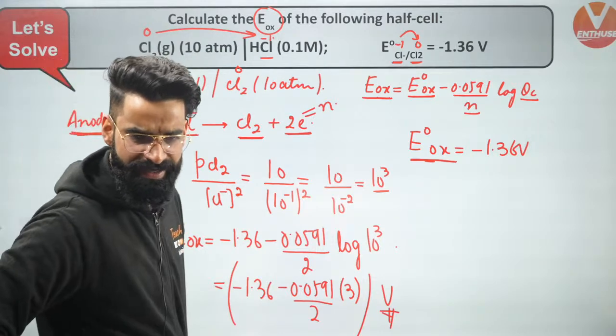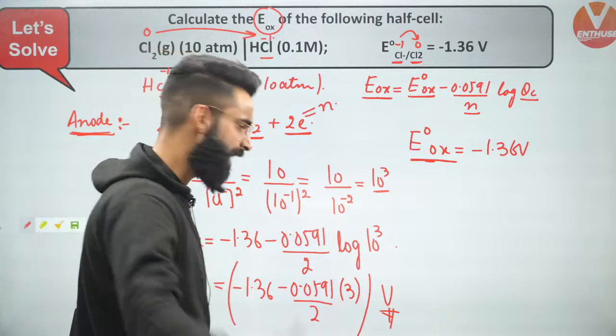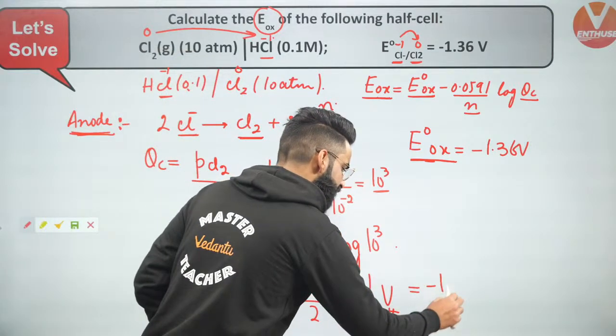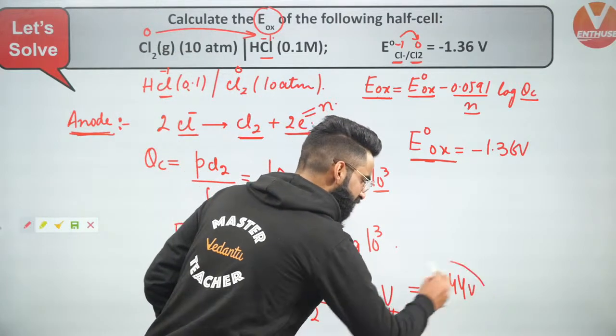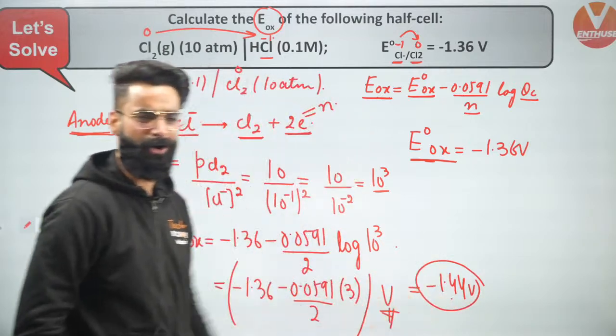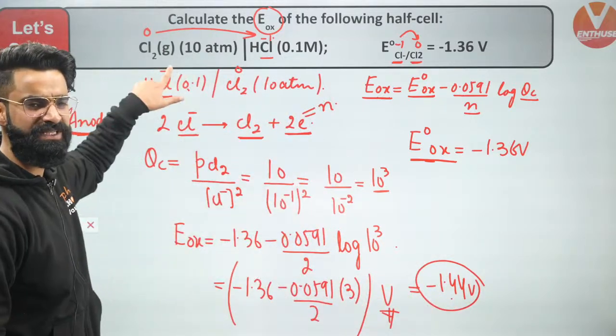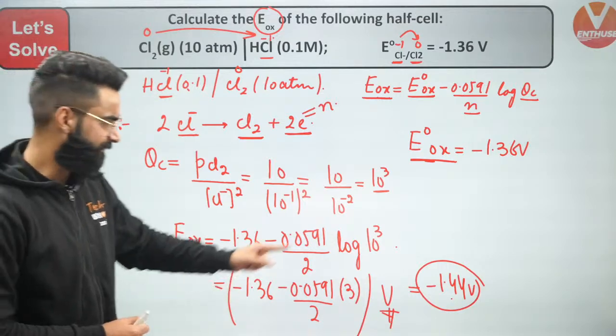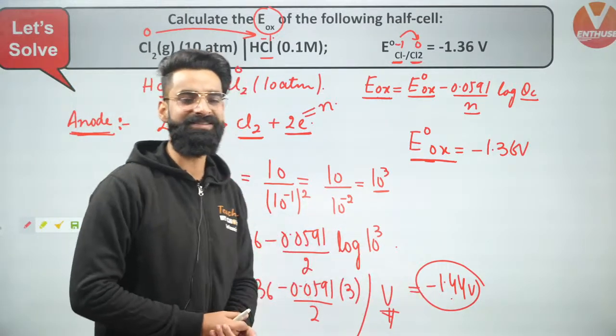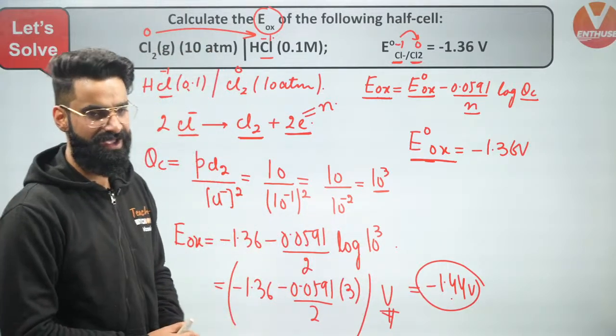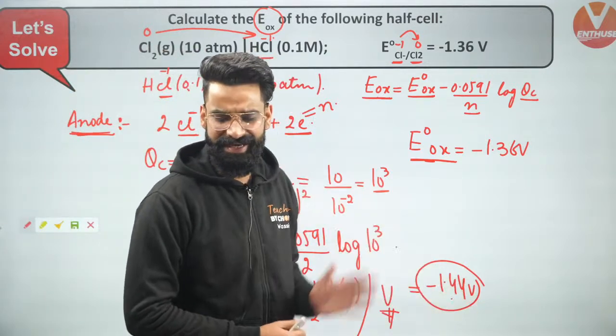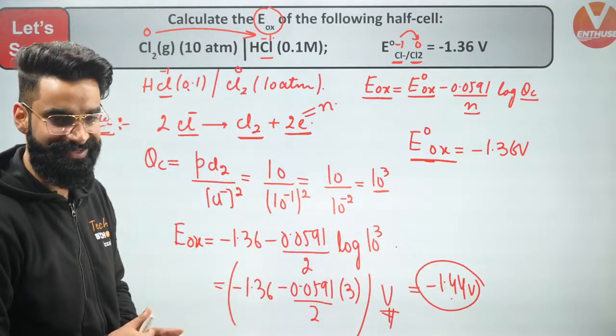Is it coming as minus 1.44? All right. So I'm getting the value as minus 1.44 volts right here. So what is this value all about? This is the oxidation potential of this electrode which I was given. If this is the oxidation potential, can I calculate its reduction potential as well? Yes. I just need to reverse its sign. That's it. The question will be done and dusted, right?